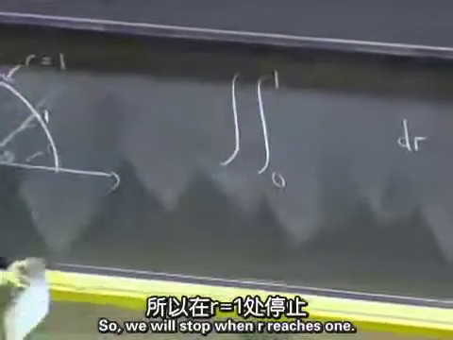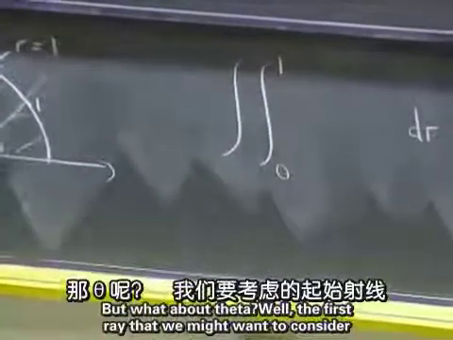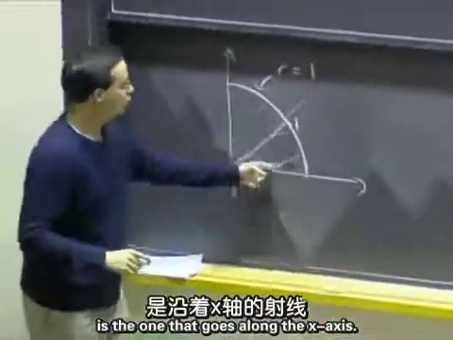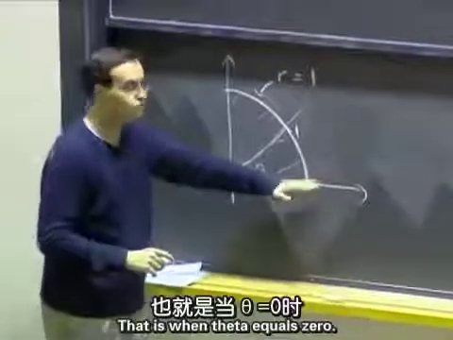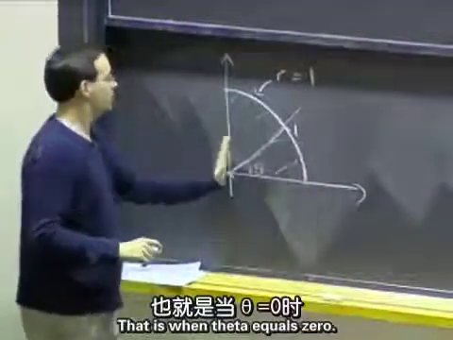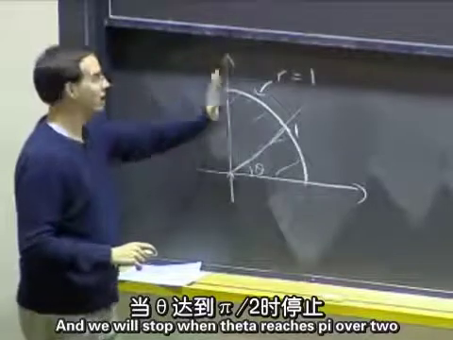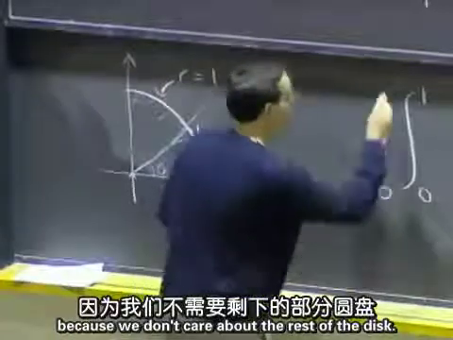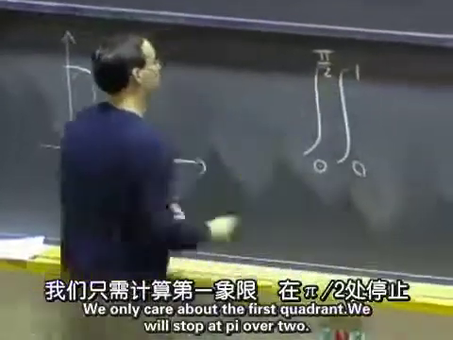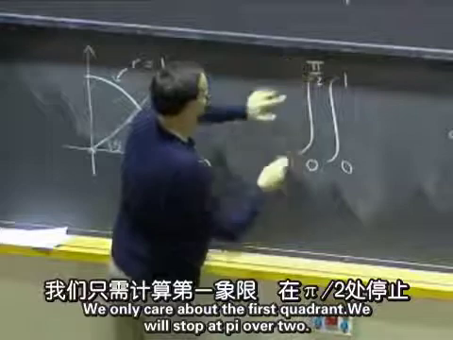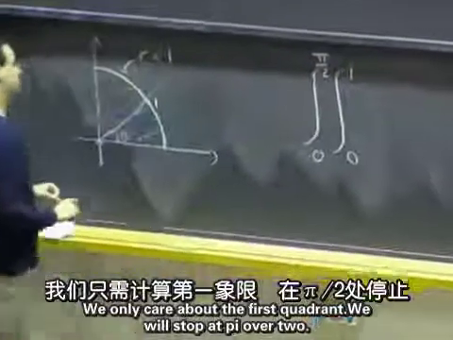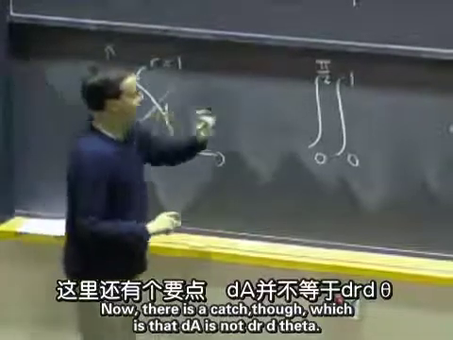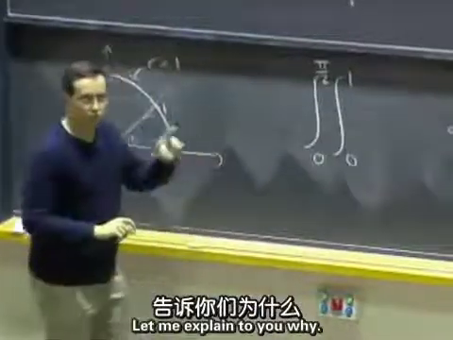Okay. What about theta? Well, the first ray that we might want to consider is the one that goes along the x-axis. That's when theta equals 0. And we'll stop when theta reaches pi/2, because we don't care about the rest of the disk. We only care about the first quadrant. Okay, so we'll stop at pi/2. Now, there's a catch, though, which is that dA is not dr d theta. So let me explain to you why.